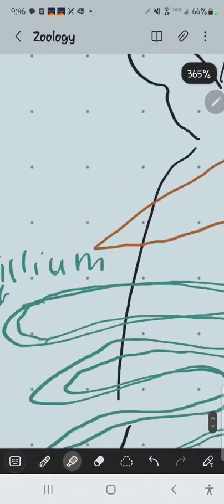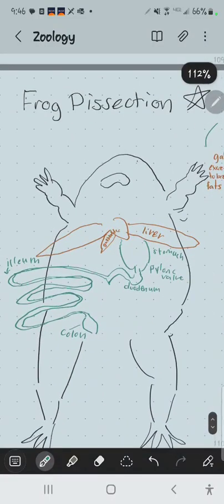I think the only new feature the shark didn't have was the colon, right? The shark didn't have a colon, but the shark had a rectal gland, which the frogs don't have.